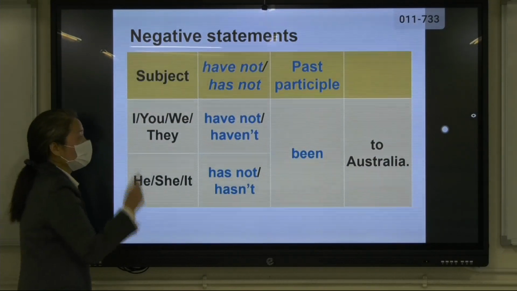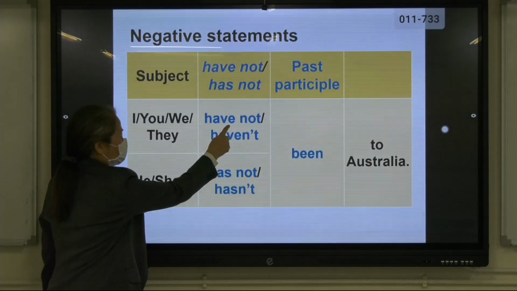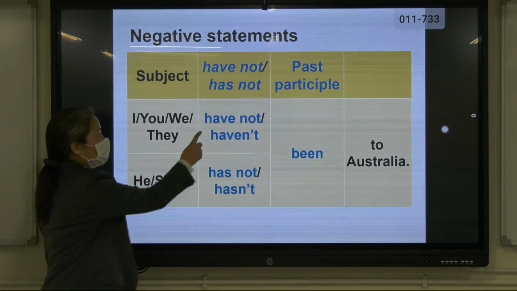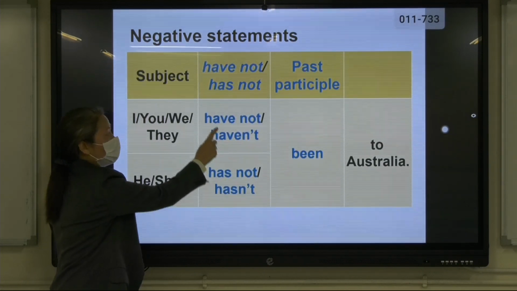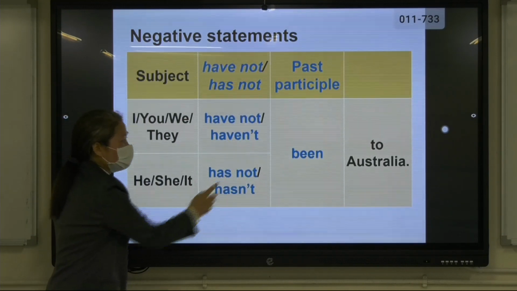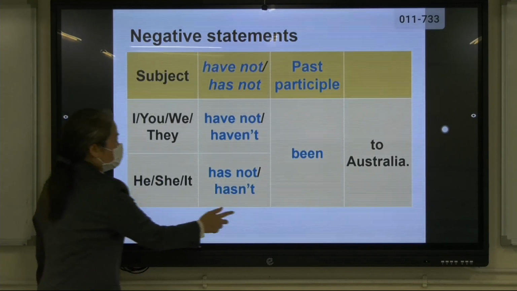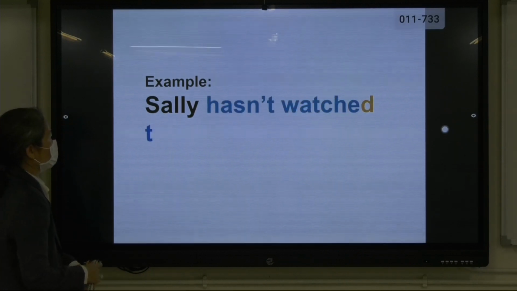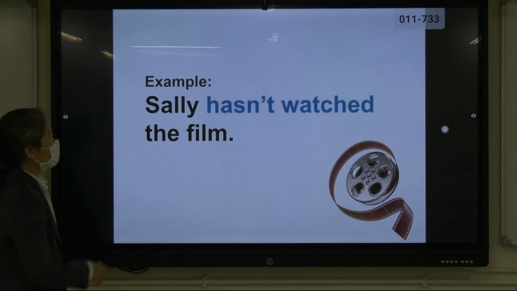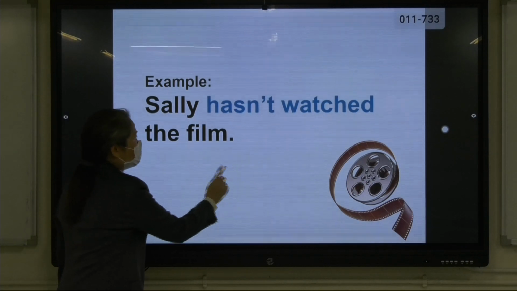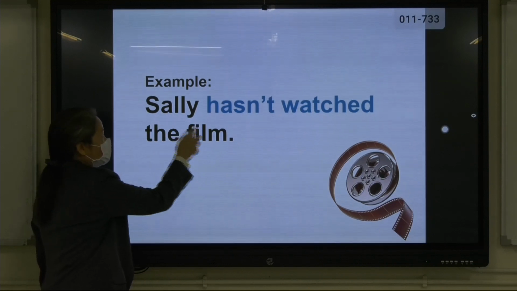For the negative statements, we add not after have or has. In short form, we can use haven't instead of have not, or hasn't to replace has not. It's up to you. For example, Shelley hasn't watched the film. Okay, Shelley, she has. Okay, has not.